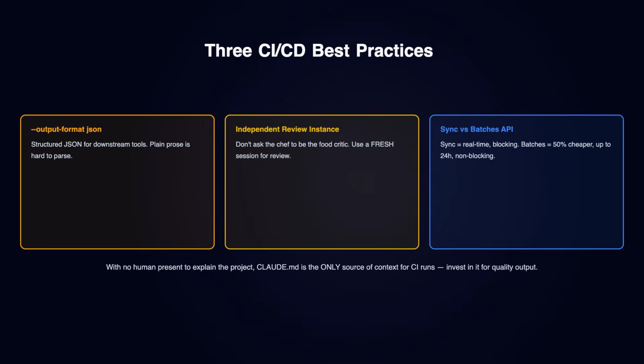For code review, don't ask the generator to review its own code. The chef who cooked the meal will tell you it's delicious. Use a fresh, independent session instead. And match your API to your latency needs: synchronous for blocking flows where someone is waiting, Message Batches API, 50% cheaper, for non-blocking overnight work.